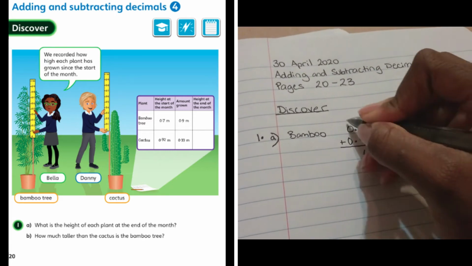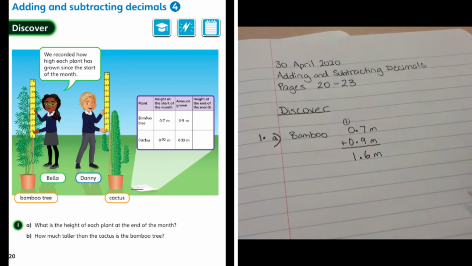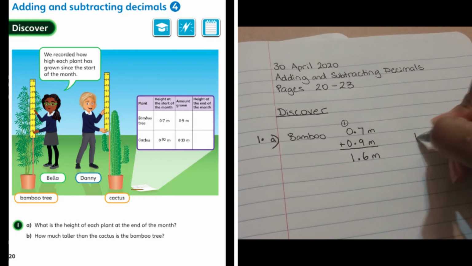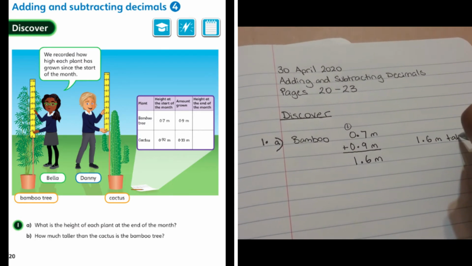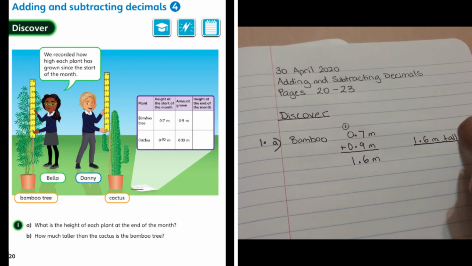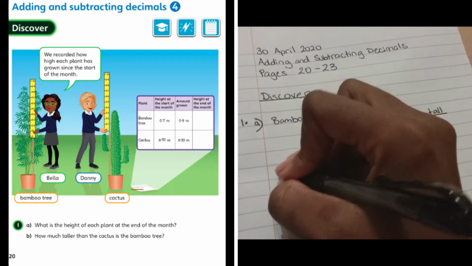So 7 plus 9 is 16. I put my 6, carry over my 1. 1 plus nothing is 1, and I put back my decimal point. So at the end of the month, the bamboo tree is 1.6 meters tall. That's my final answer. But I also need to do the cactus, so let me do the cactus down here.